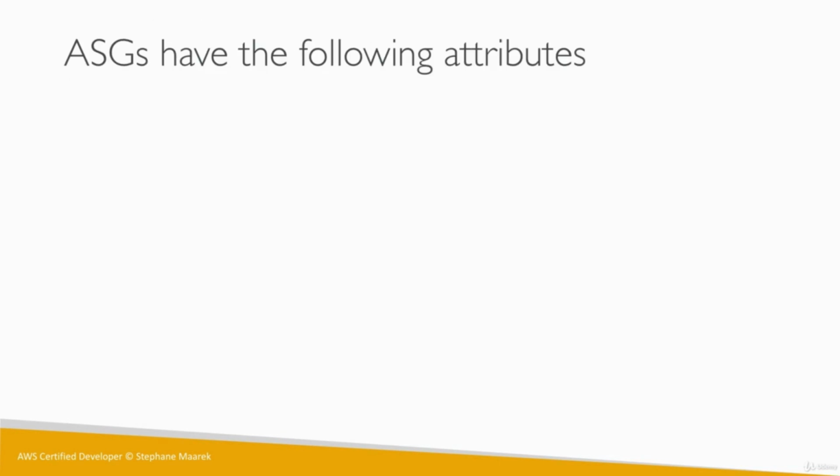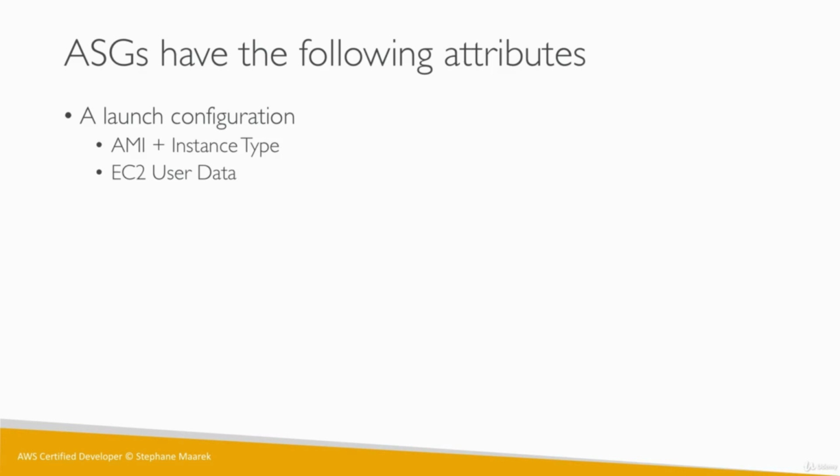So ASGs have the following attributes. A launch configuration, and we'll be creating one in the next lecture during the hands-on. The launch configuration has an AMI and an instance type, EC2 user data if you need it, EBS volumes, security groups, and an SSH key pair. As you can see, this is quite the same as what we created before when we launched an instance manually. Obviously, they're very, very close.